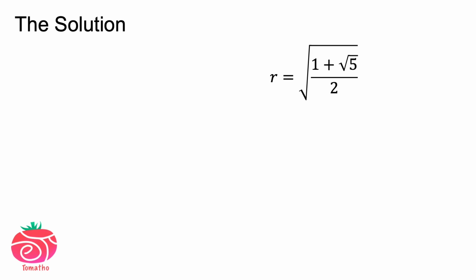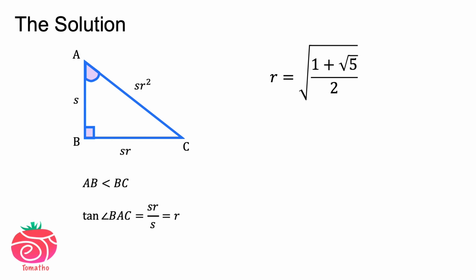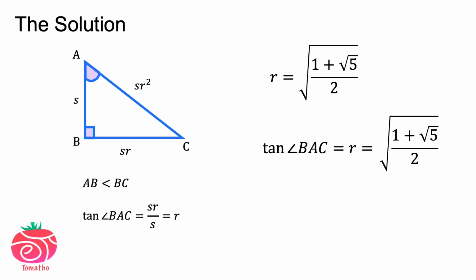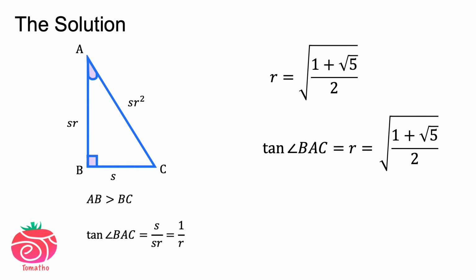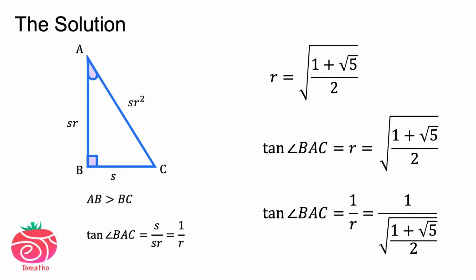Earlier, we know that there are two possible values of tangent BAC, right? Which is R and 1 over R. So the two answers will be square root of 1 plus square root of 5 over 2 and 1 over square root of 1 plus square root of 5 over 2. But wait, our answer here is not in any of the choices, right? So what's missing?